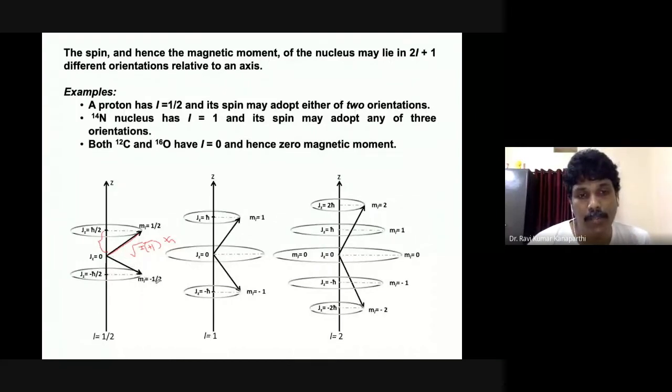So the minus half will be pointing towards this direction, such that it will have a similar projection to whatever the plus half is making. Okay, similar projection, so it will make it. So based on the mI value, it can have different orientations. All these vectors will have identically the same energy, but they will precess in space differently.